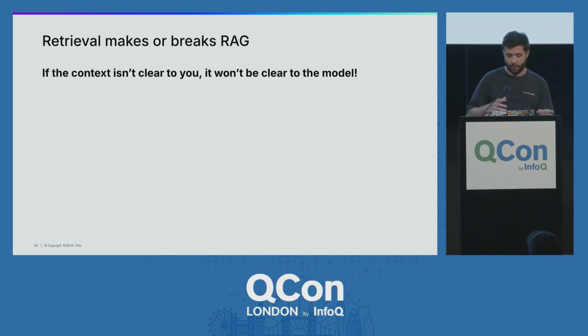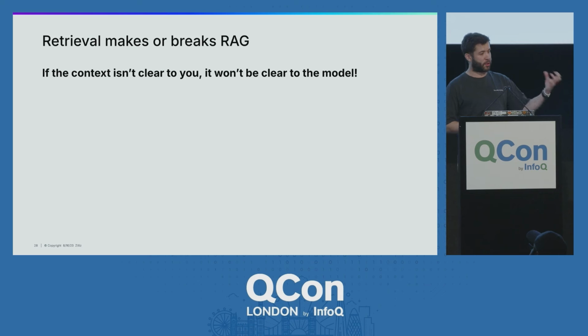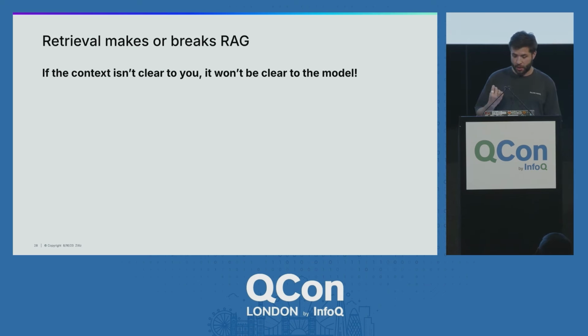This is usually what I talk about with customers. When you get chunks back, if you don't understand those, and you're the one asking the question, then the model will not understand it either. So make sure that you understand the context, and if you don't, you have to fix something with your RAG system.